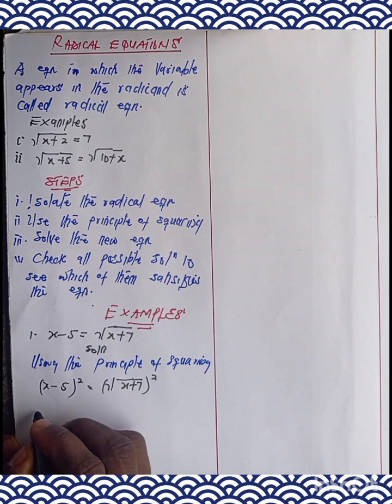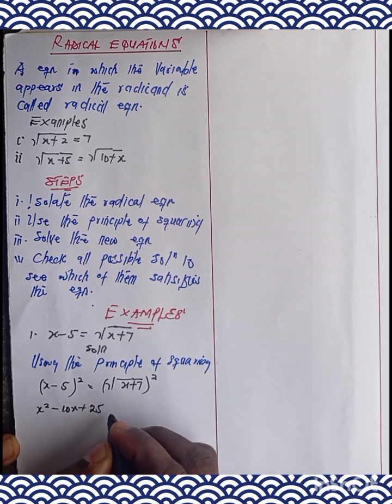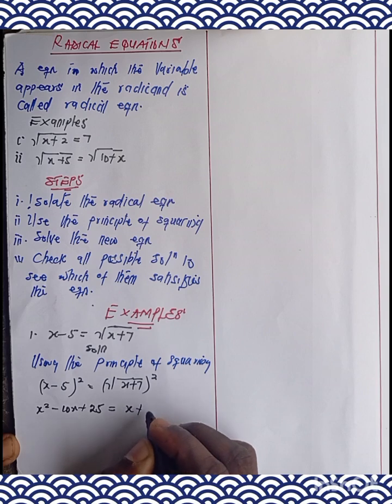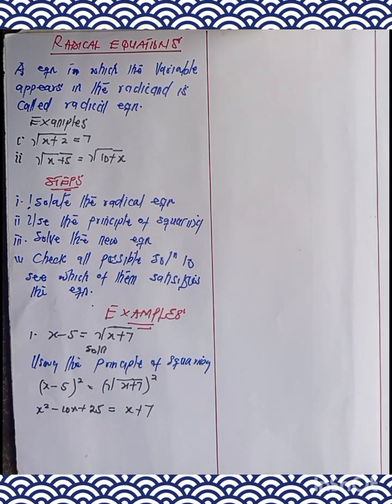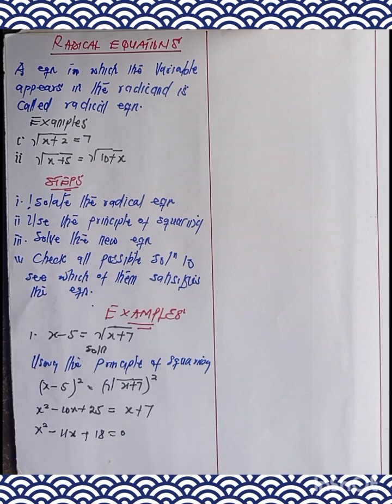So when you expand this, you are getting x squared minus 10x plus 25 is equal to x plus 7. You group like terms, okay? So we are getting x squared minus 11x plus 18 is equal to 0. Now this is a quadratic equation, so when you solve it, the value of x is either going to be x is equal to 2 or x is equal to 9.